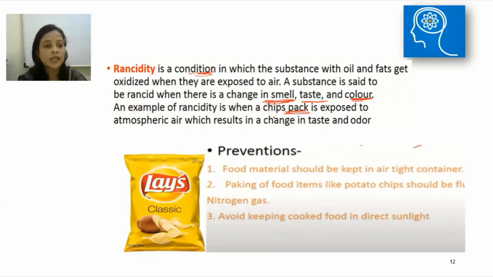Day to day life में क्या example है? Chips pack सबने देखा है, right? Lays. So when this chips pack is exposed to atmospheric air, it results in a change in its taste and the odor also.